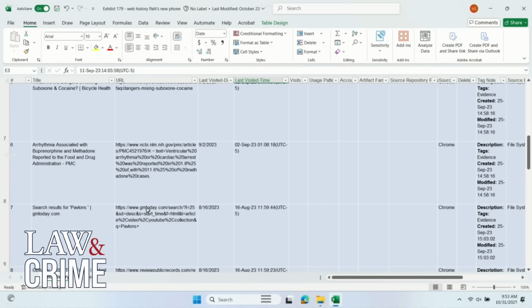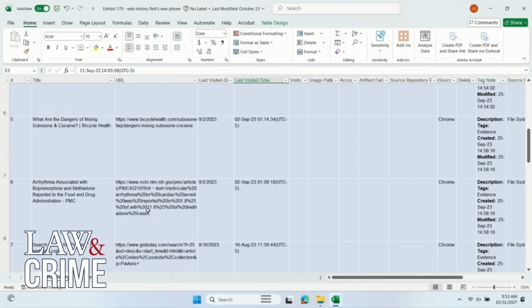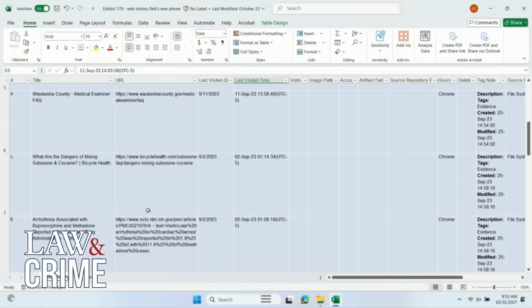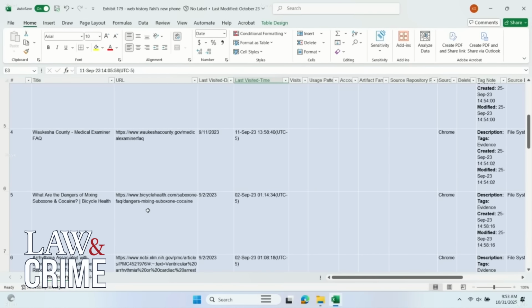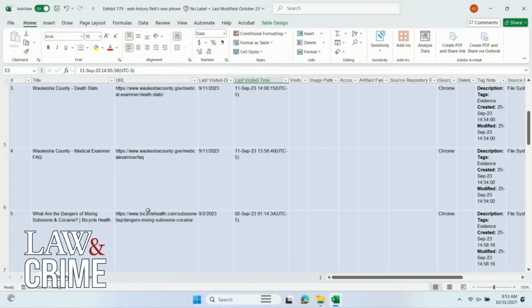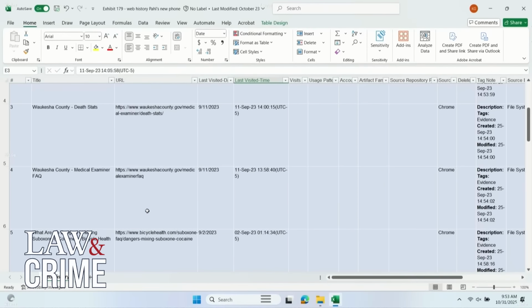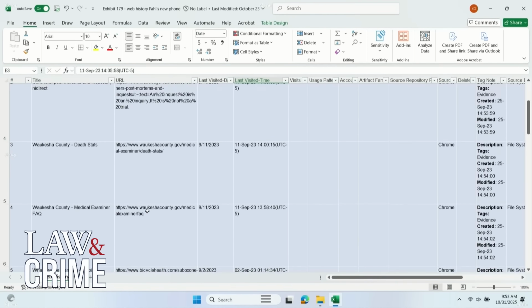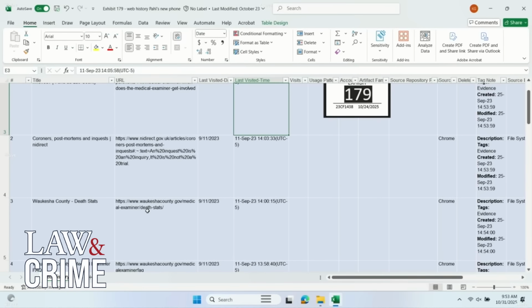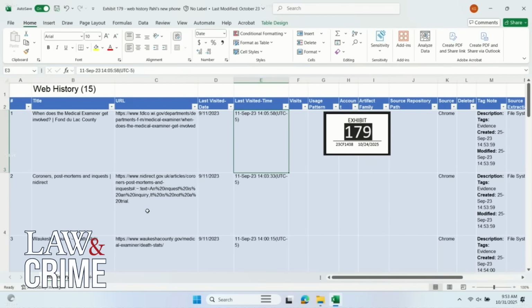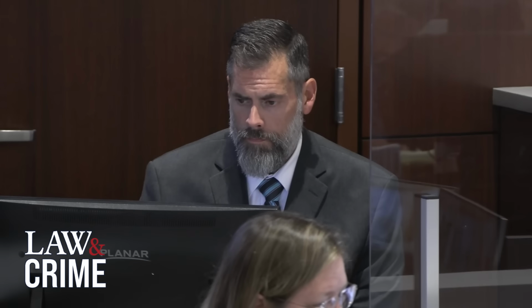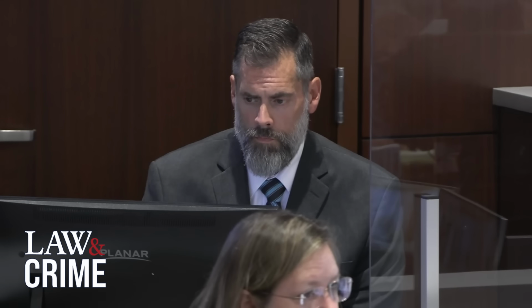Searching about certain drugs? Yes. Okay. No, September 11th, back searching for the medical examiner? Correct. And then as you had described, searching about coroners and inquests and things like that, correct? Correct. Okay. All right, thank you. You can take down 179.